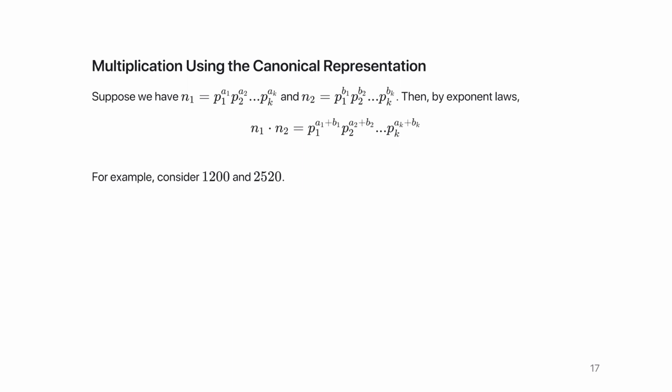And this is just a direct application of our exponent laws. Okay? So for example, let's prime factor 1200. Well, we have 2 squared and 5 squared, right? That gets rid of the two zeros.